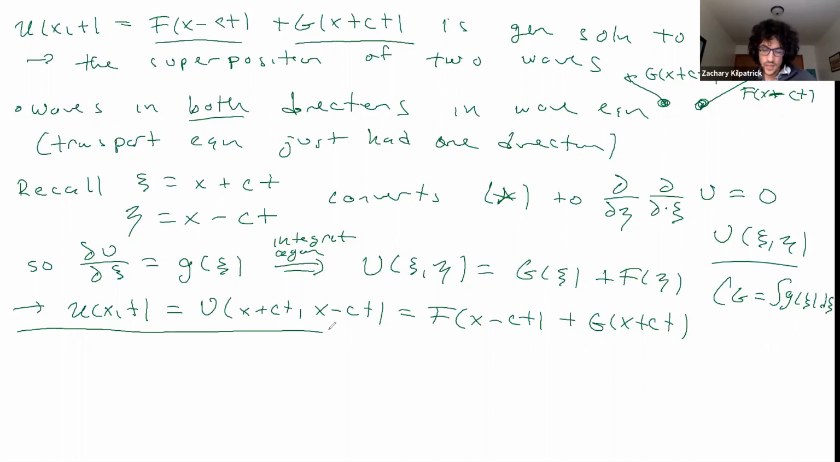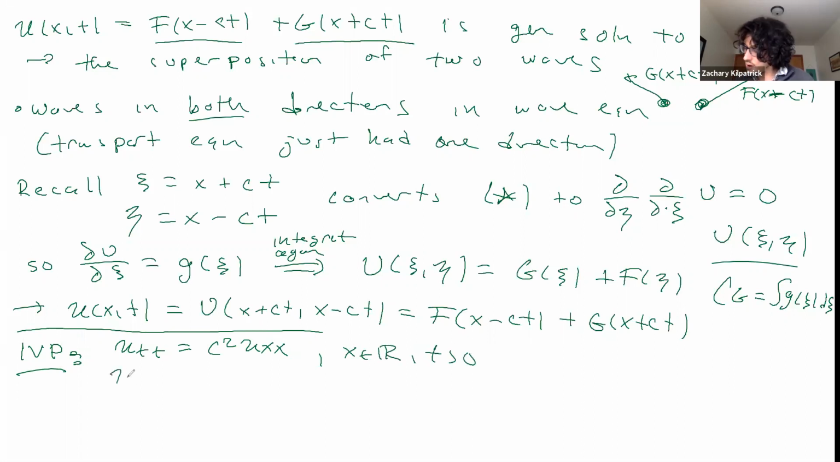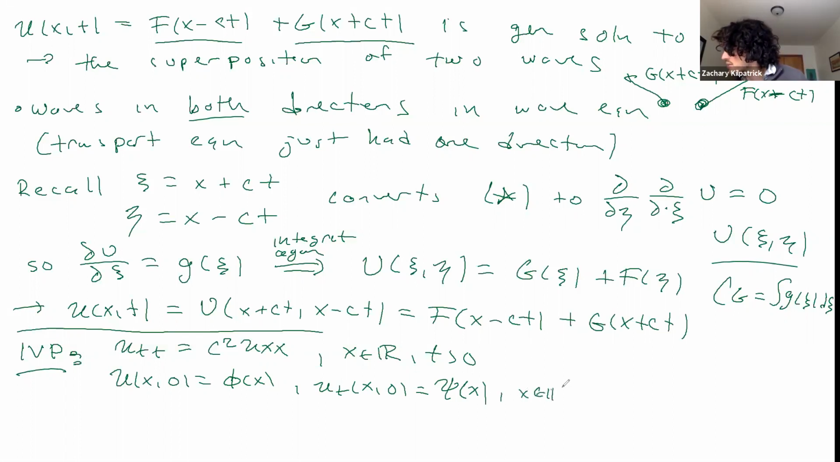Let's apply it to an initial value problem, okay? And then I think we'll probably be done for today. So the initial value problem is like the one that I wrote down earlier, right? It's just our wave equation on R and t greater than 0. We have some initial displacement, which I'll call phi. And we have some initial velocity, which I'll call psi, okay? And this is defined on x in R, and I'm going to call this whole equation dagger, okay?